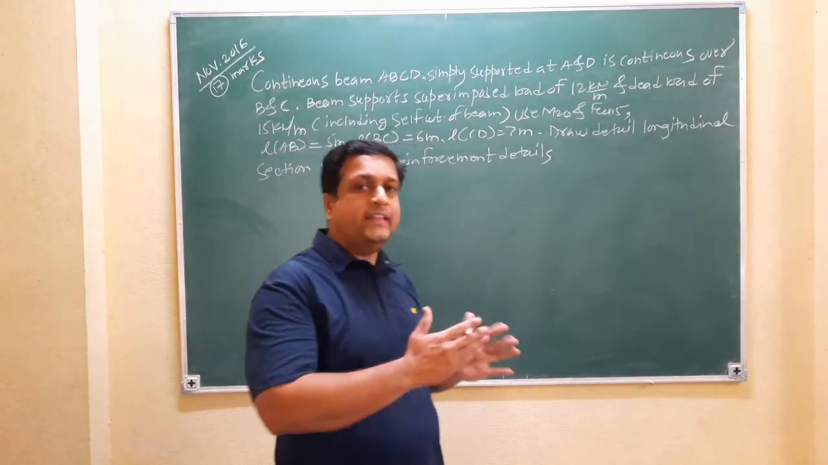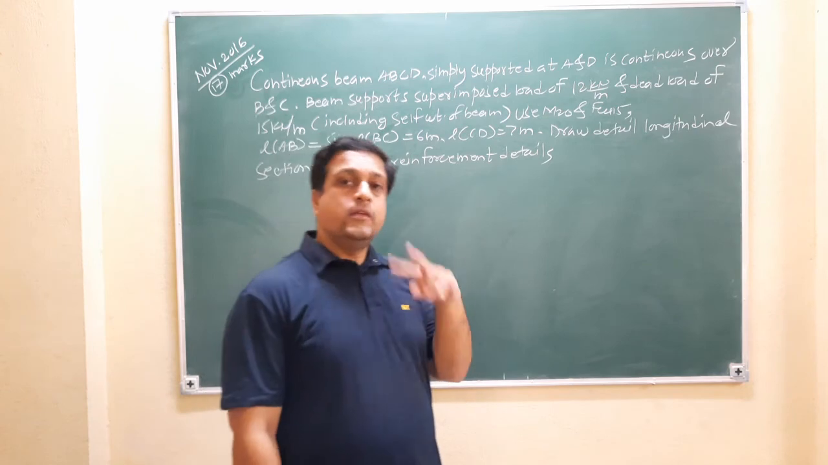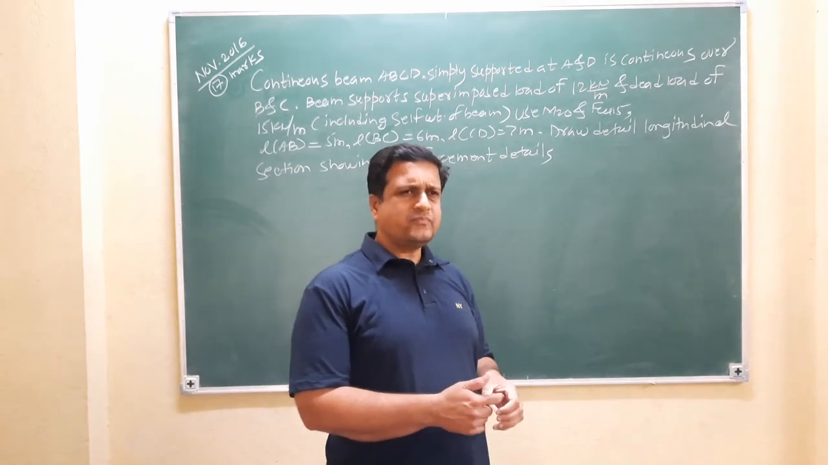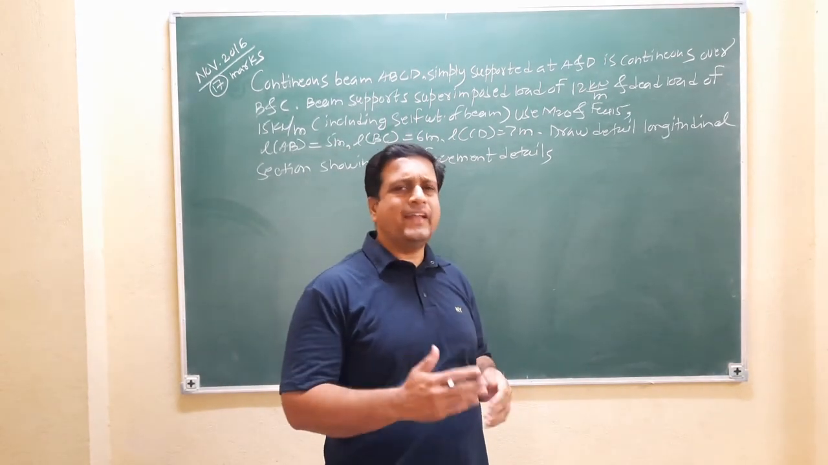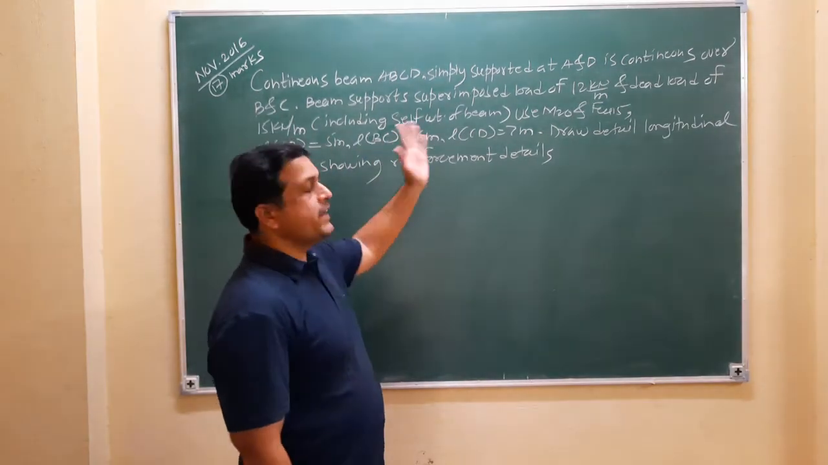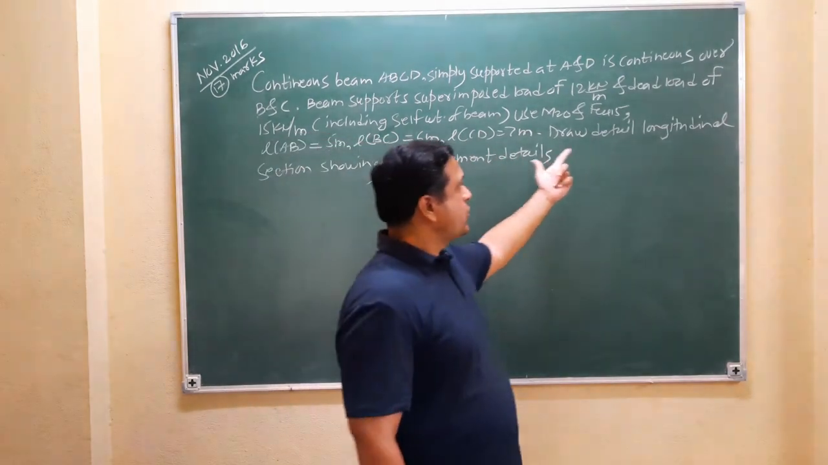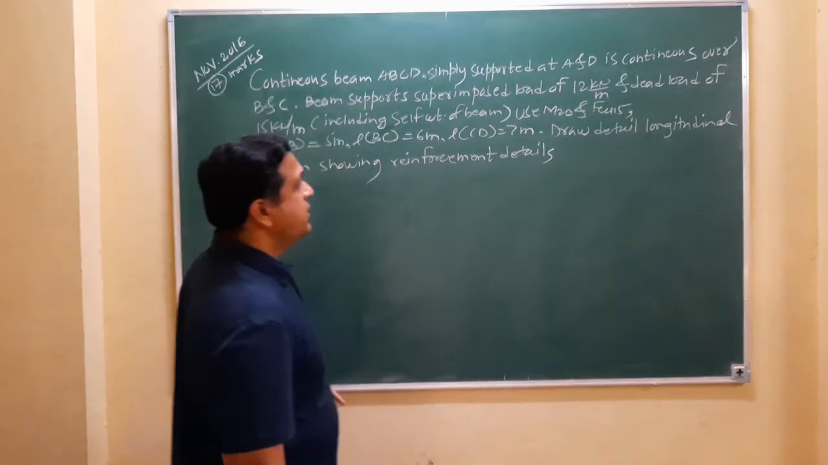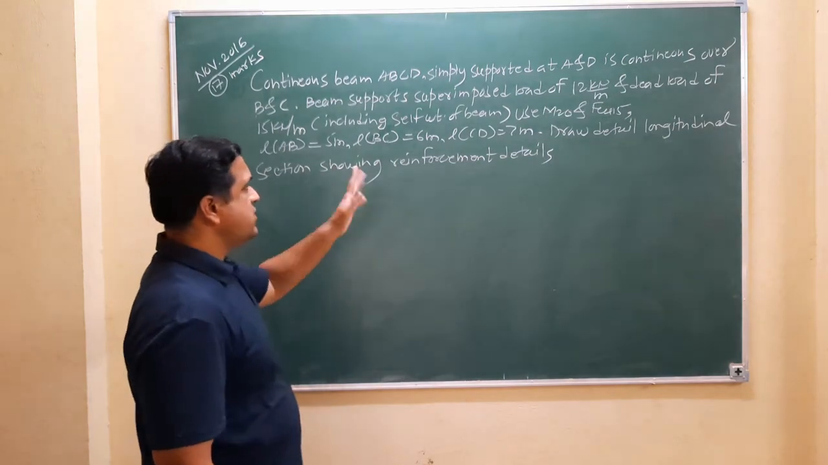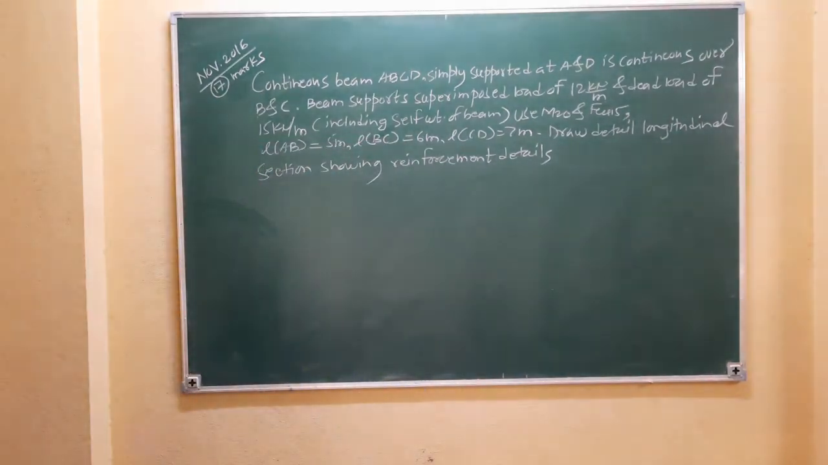Now the lengths are different. Then how to solve the problem? The previous two problems are having 3 spans, but the spans are same. Now in this problem, the different values of spans are given. Then how to solve this problem? I will tell you. Draw the details of longitudinal section and cross section with reinforcement details. Okay. So let us solve this problem.